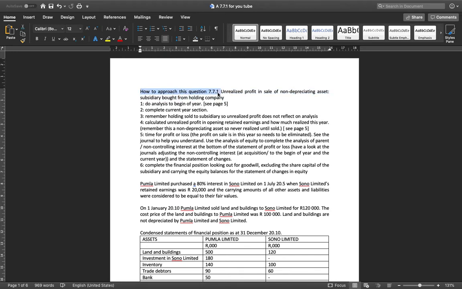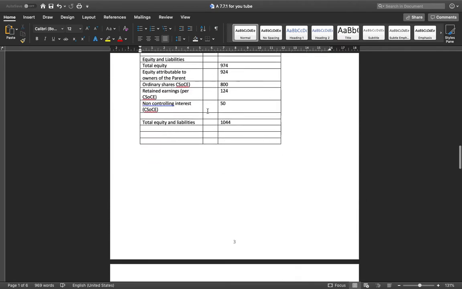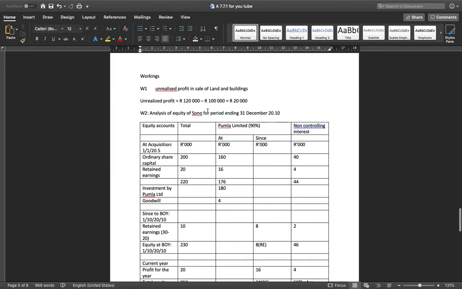So I'm just going to try my best here to work with what I've got to show you how to do 7.7.1. I've recorded this on YouTube, whatever, and so I'm just going to narrate what I've done here. You can see that I've highlighted some processes that you follow when you're doing a consolidation, and I'm taking you now to the analysis.